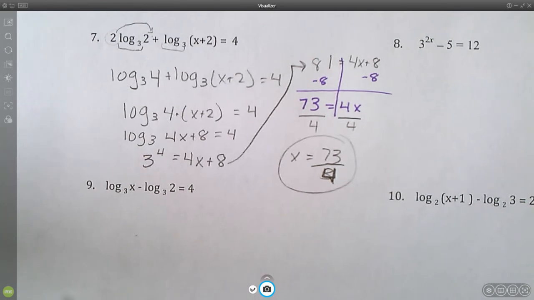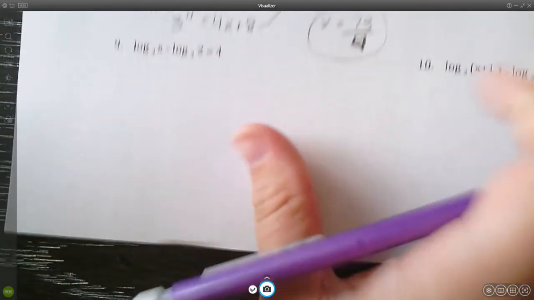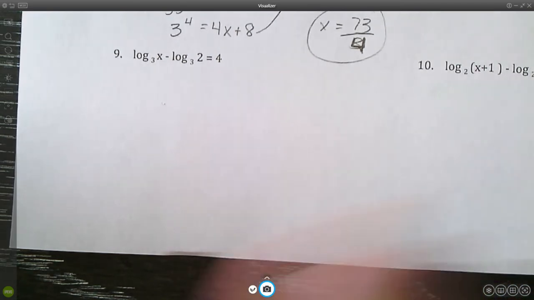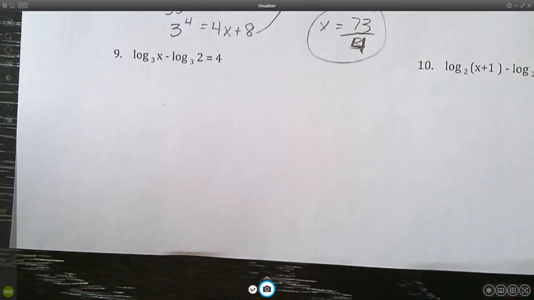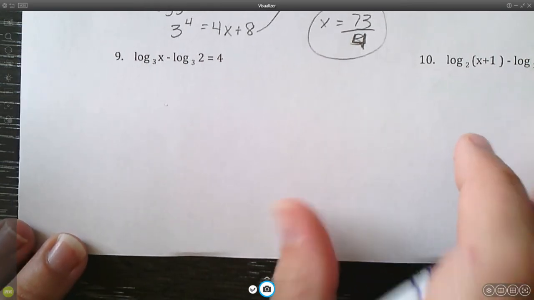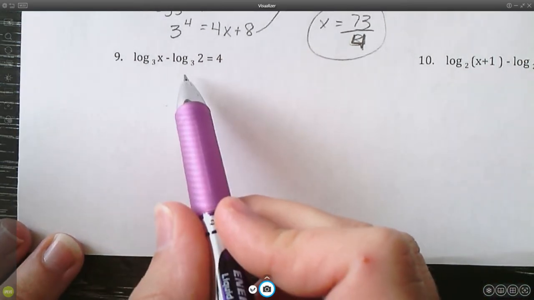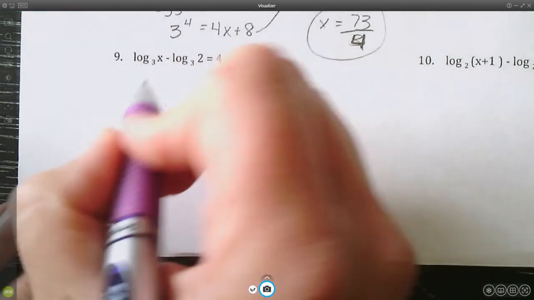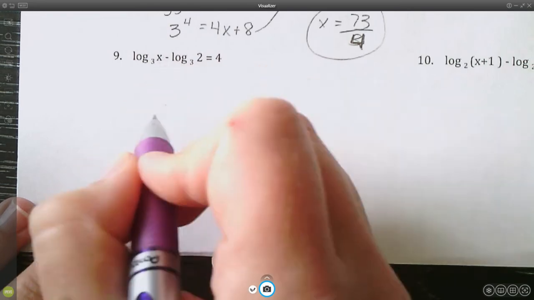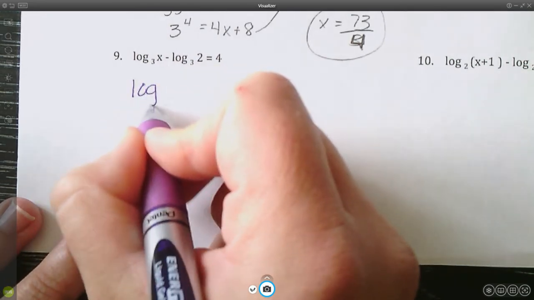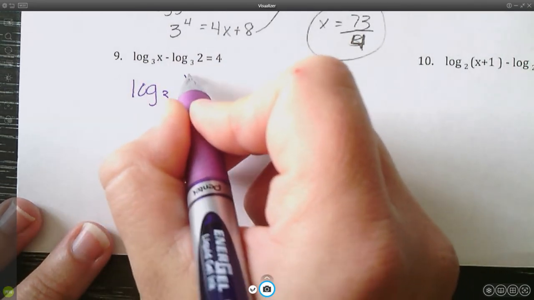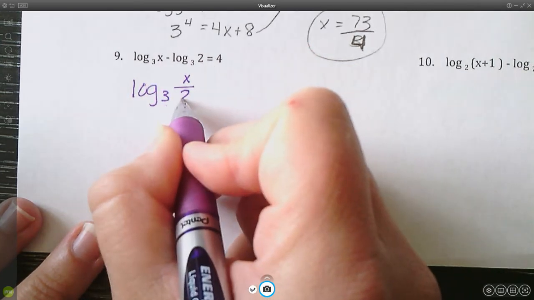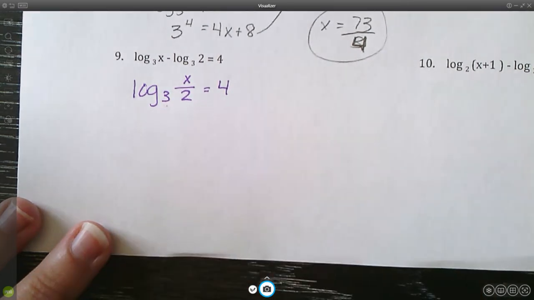Okay, and then the last one, let's do 9. That's a subtraction one. We haven't done one of those yet. Okay, so we have log base 3 and log base 3. 2 logarithms, but we need to make it a single logarithm. So since it's subtraction, that's really division. So we'll have log base 3 of x. The first one goes in the numerator, the second one goes in the denominator. So over 2 equals 4.